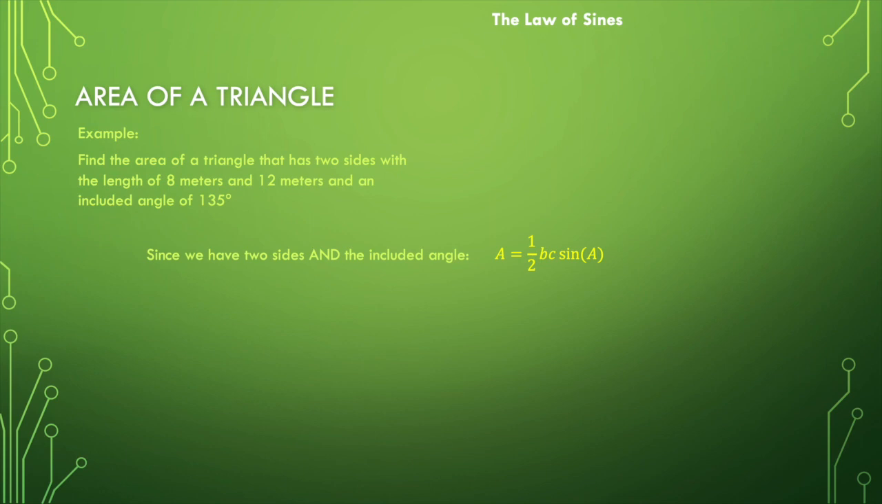The area of that triangle is going to equal 1/2 times the length of side B times the length of side C times the sine of angle A. And we don't have to actually assign those things. We just know that we've got 2 side lengths and the included angle, so we can just substitute things in. So if I simplify the trig part of this, sine of 135 degrees we know to be square root of 2 over 2.